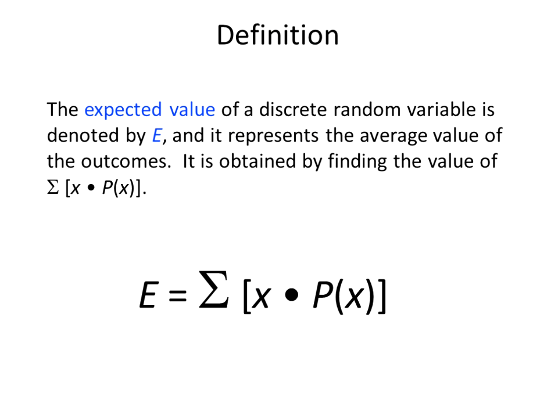Okay, so I'm going to move on to something called expected value. Now look at the formula for expected value. Does that look familiar? The expected value of a discrete random variable is denoted by using that capital letter E, and it represents the average value of the outcomes. So it gives you the average value of the outcomes, and it is obtained by finding the sum of x times p of x.